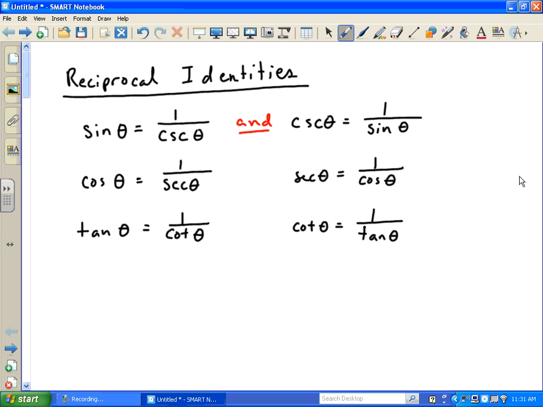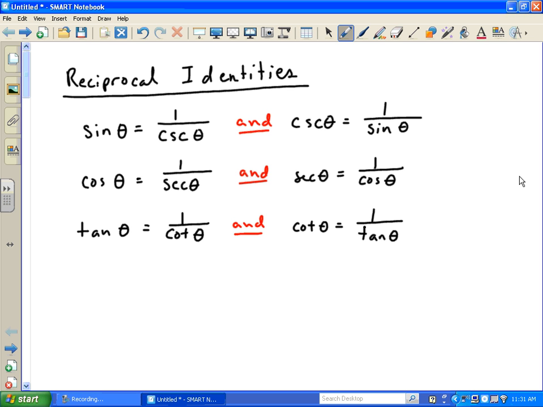Same thing. Cosine is equal to 1 over secant. And that being the case, secant is equal to 1 over cosine. Tangent is equal to 1 over cotangent. And cotangent is equal to 1 over tangent. And so, based on what we talked about earlier, this is a formal statement of the pairs of trig functions that are reciprocals of each other.